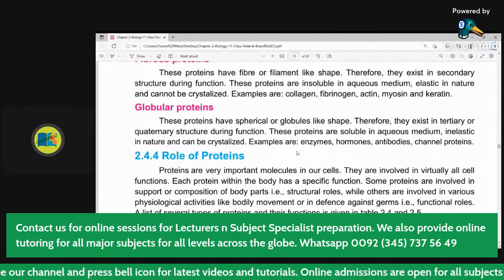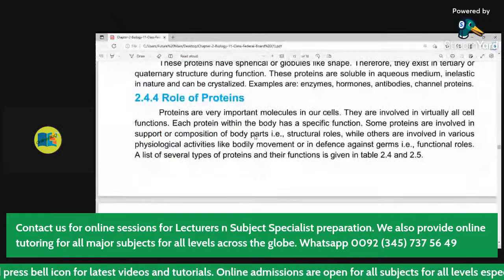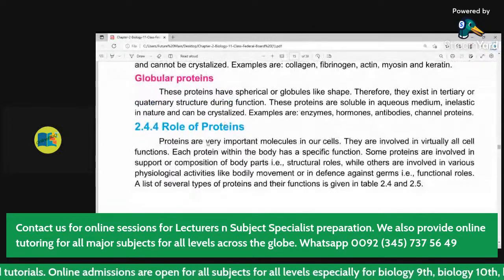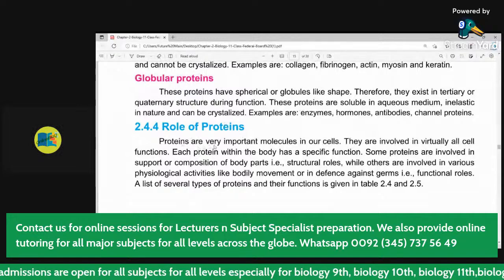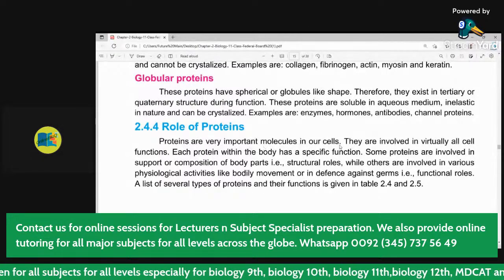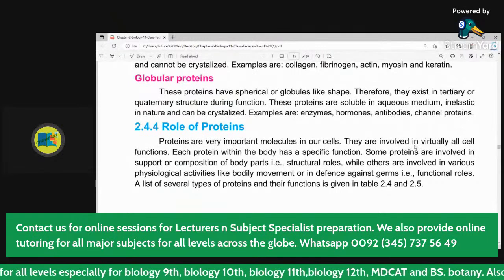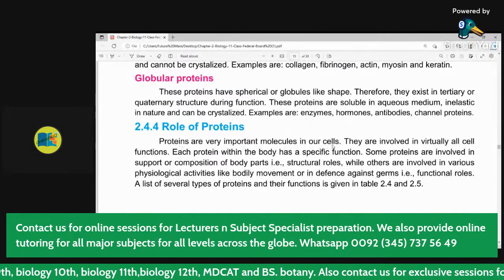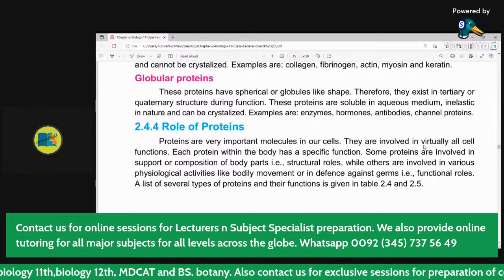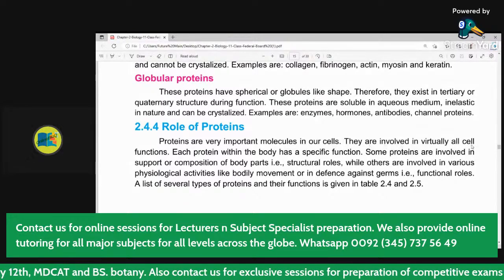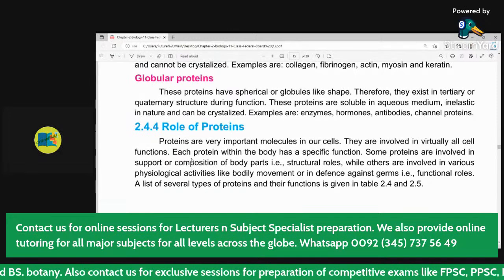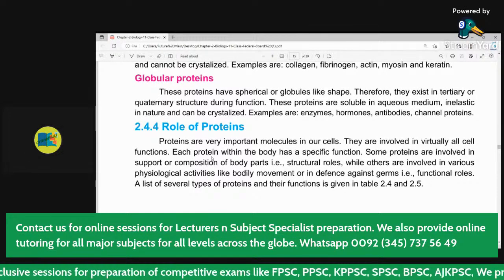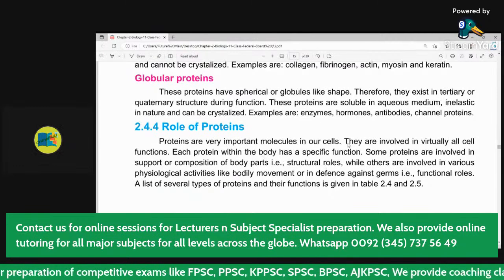And in the last, we will study the importance, significance, functions, and role of proteins. So what is the role of proteins? Proteins are very important molecules in our cells. Why? Because they are involved in virtually all cell functions. Each protein within the body has a specific function.